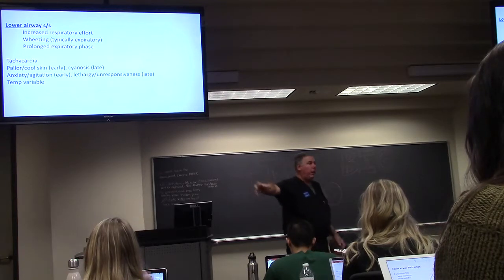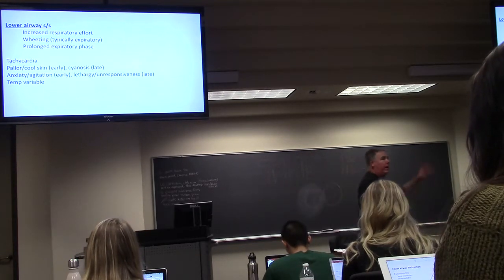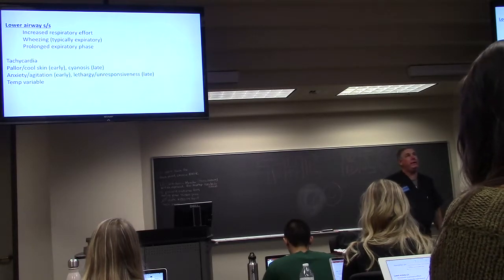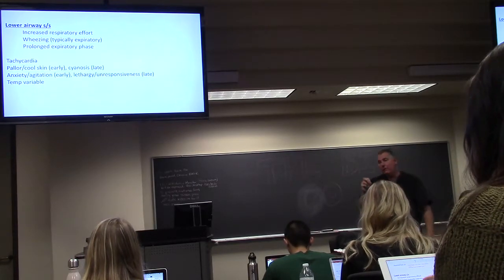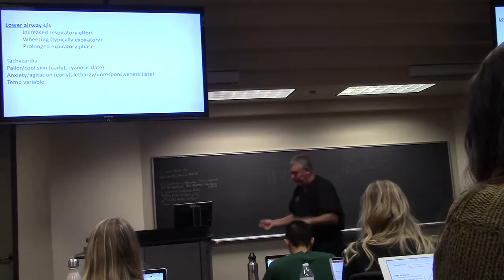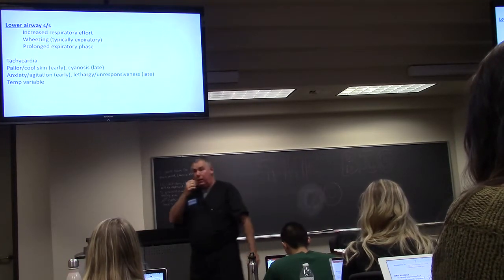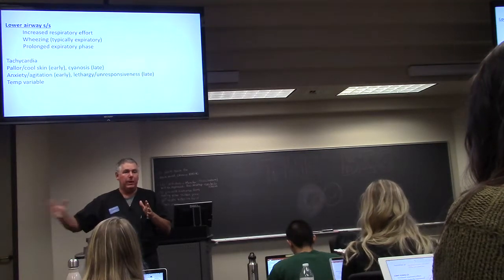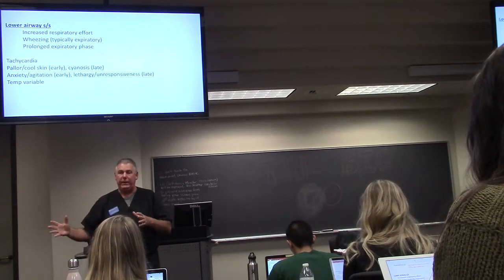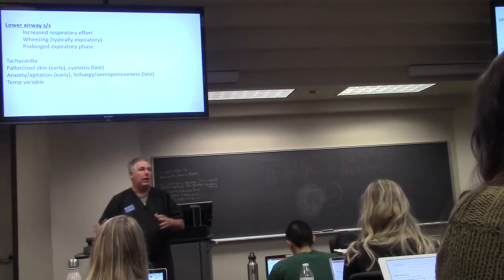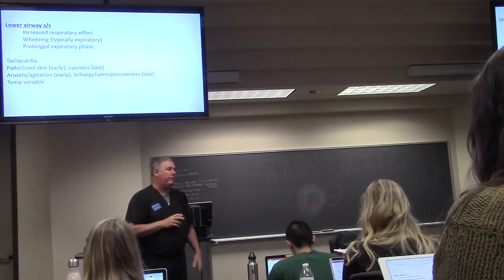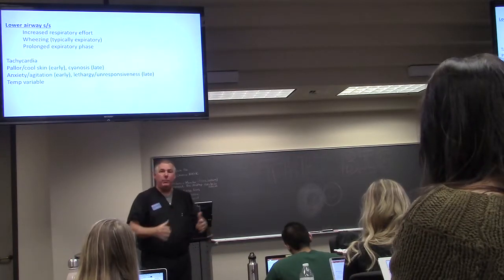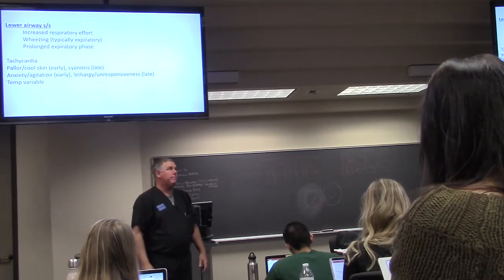So whereas barking cough and stridor were upper airway, wheezing is lower airway. So wheezing is going to be in asthma and in emphysema. The expiratory phase is increased, and that's where you hear the wheezing. It's in the expiratory phase, not necessarily the inspiratory phase. Inspiratory is more upper airway. Expiratory is lower airway.